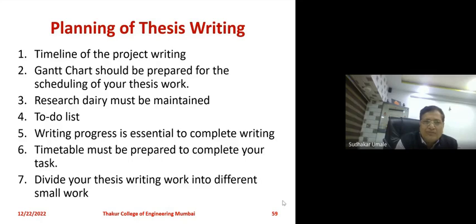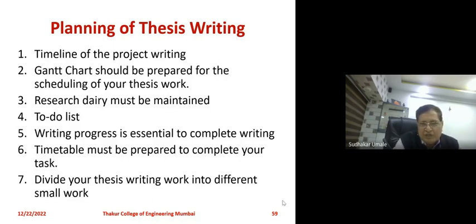So I want to explain the planning of the thesis. You must have the planning first. How do you plan writing it from the first day of your PhD? So planning of thesis writing starts from the first day of your PhD work. You have to create the timeline of the project writing. If you do not have the timeline, then you are not able to complete your PhD thesis in proper time. You have to prepare the Gantt chart.